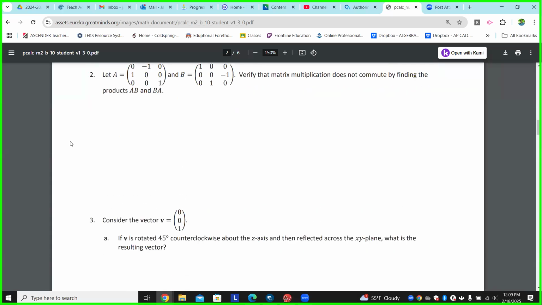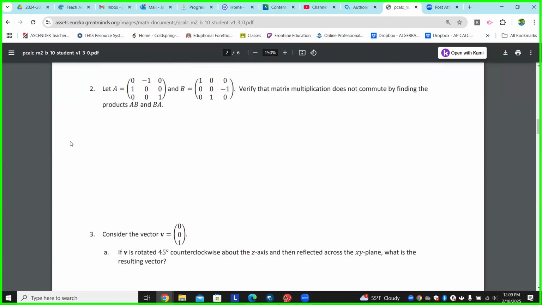So number 2, it now tells us what our A and B is. And it says now verify that multiplication does not commute by finding the products of A and B. So meaning I guess they don't equal.